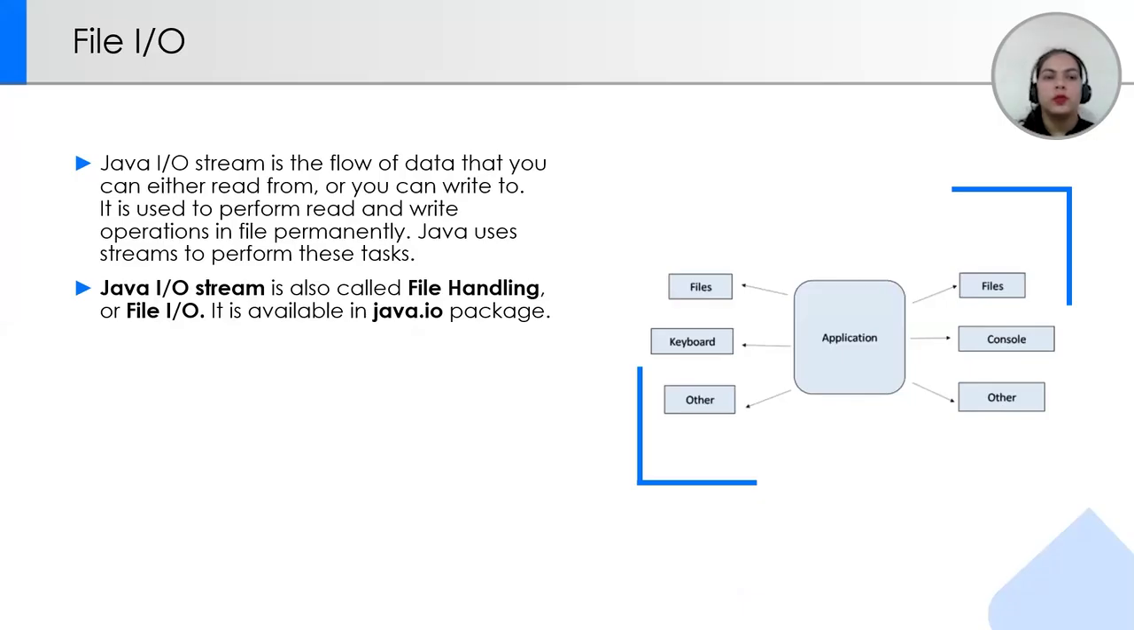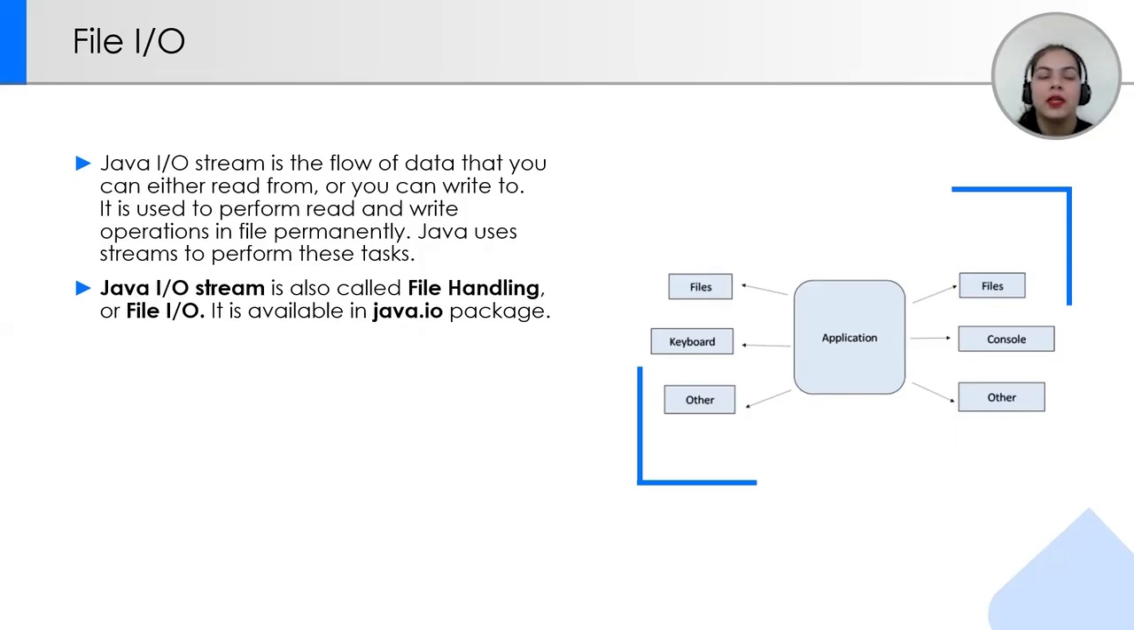So Java input output stream is the flow of data that you can either read from or write to. Basically, Java allows a user to write a piece of information to a file or to read a piece of information from that file. So this is the concept of file input and output. This Java IO stream, which allows file IO, is used to perform read and write operations in a file permanently, and Java uses the stream to perform these tasks.